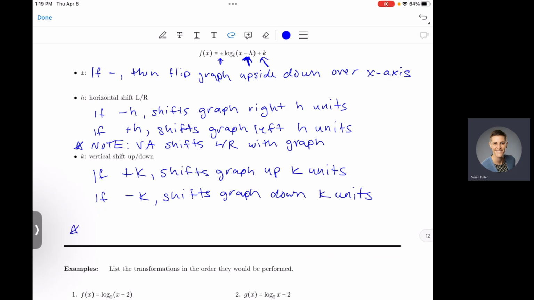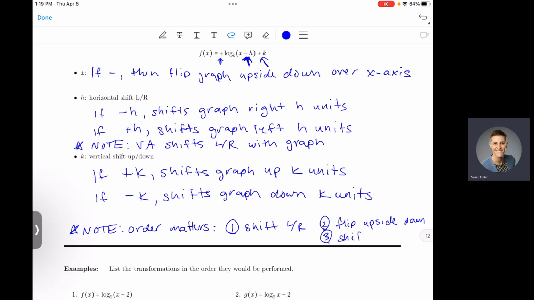And again, we are going to note that order matters. When you are transforming graphs, the first thing that you're going to do is shift your graph to the left and right. Second thing that you're going to do is flip it upside down if you need to. And the very last thing that you're going to do is shift that thing vertically up and down.